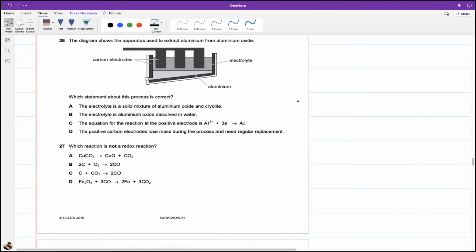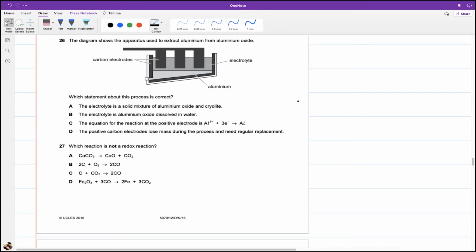Okay, the diagram shows the apparatus used to extract aluminium from aluminium oxide. We have carbon electrodes. We have molten aluminium that you can see sinking to the bottom, which means it is more dense than electrolyte. Electrolyte in this case is aluminium oxide mixed with cryolite, because we need to lower the energy cost, we need to lower the temperature required to melt it.